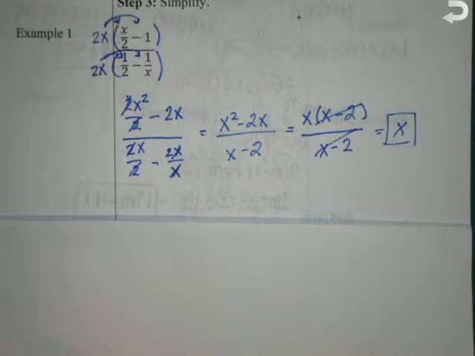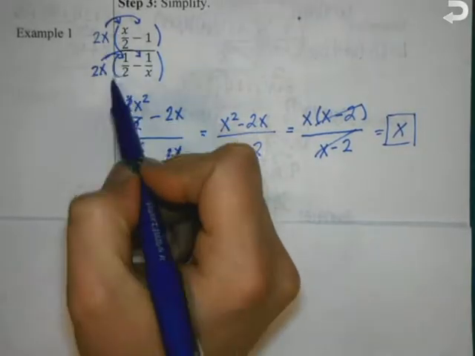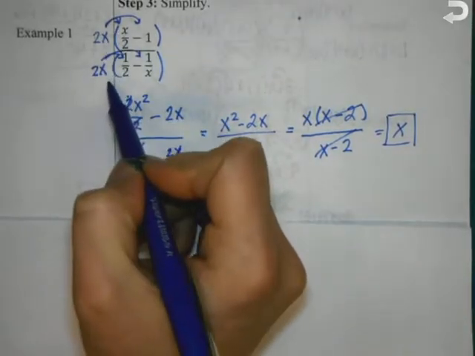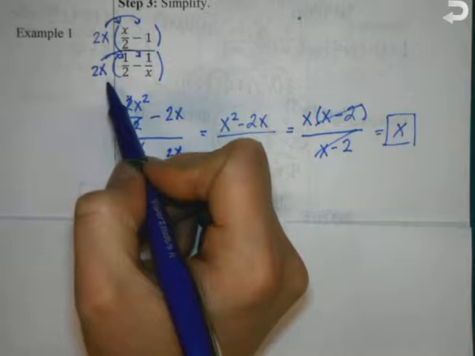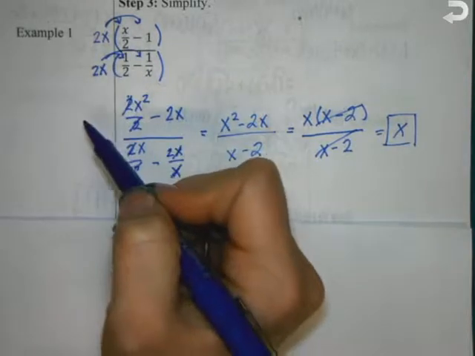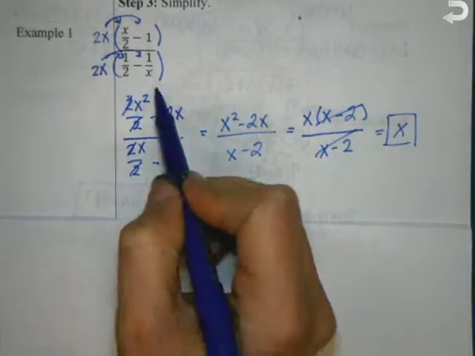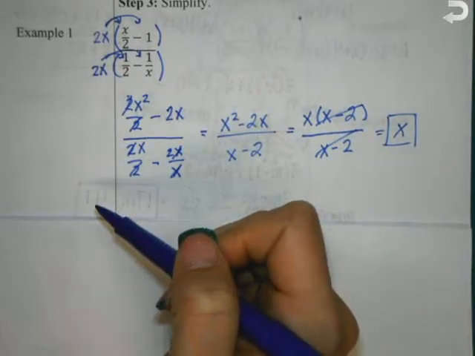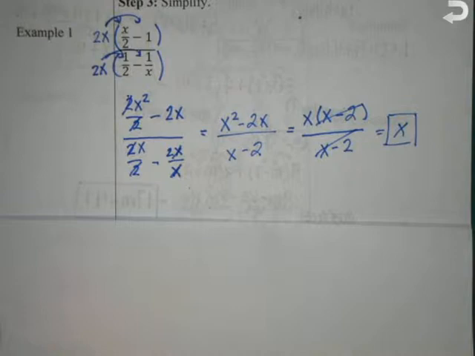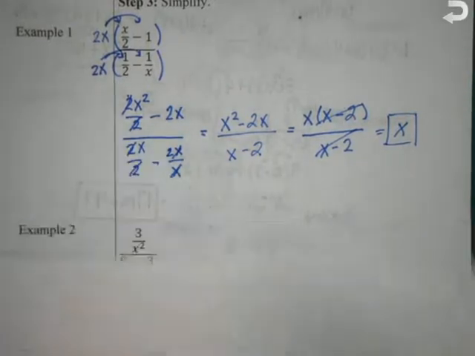Okay, so what happened here? When I multiply the numerator and the denominator by the lowest common denominator, we're going to be able to cancel out those fractions. There's going to be some canceling going on. So we don't actually have to write this step. Alright, so let's look at example 2 and do it without writing this step and see what happens.